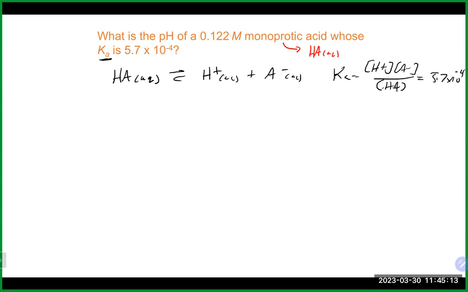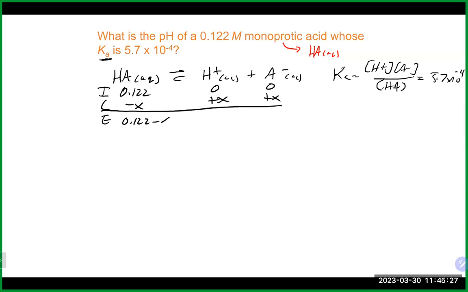All right, so going into the ice table, we have 0.122, 0, and 0. Change will be minus X, plus X, plus X. Which means at equilibrium: 0.122 minus X, X, and X. Any questions on the table so far?